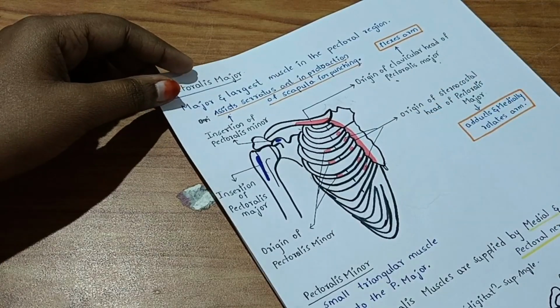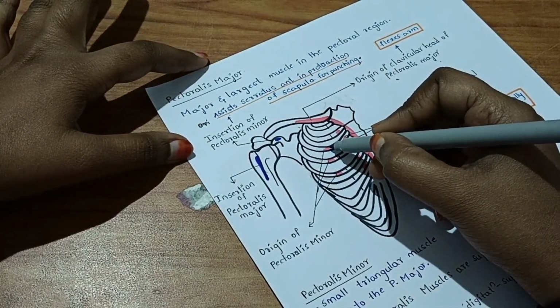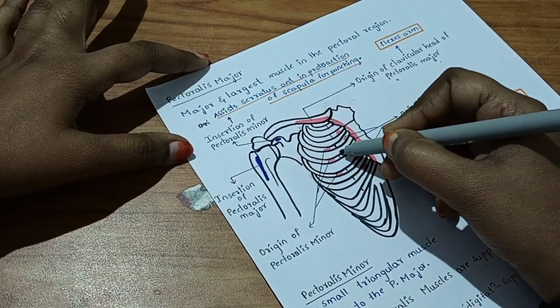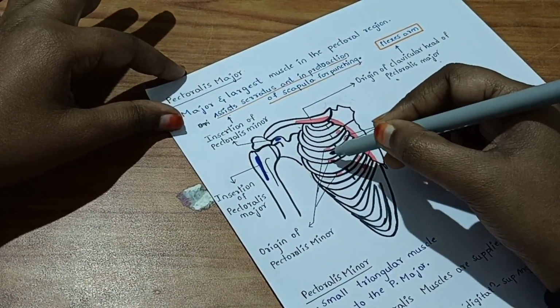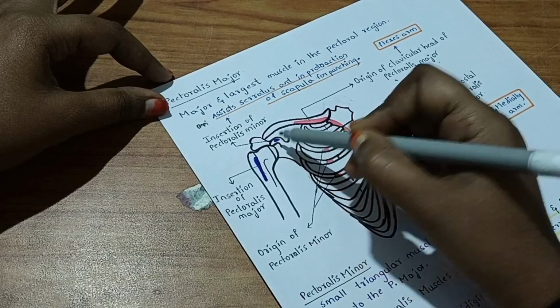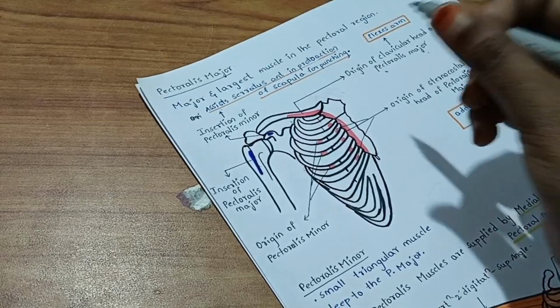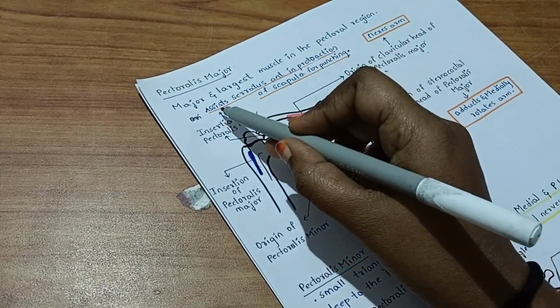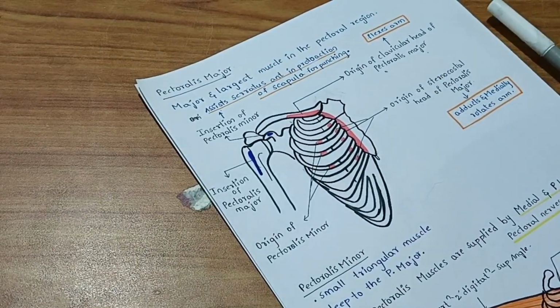The pectoralis minor extends from the 3rd, 4th, 5th ribs. These are the 3rd, 4th, 5th near the costal cartilage. Extending from here, it is inserted at the coracoid process of the scapula. Now the major action of pectoralis minor is to assist serratus anterior in protraction of the scapula for punching.